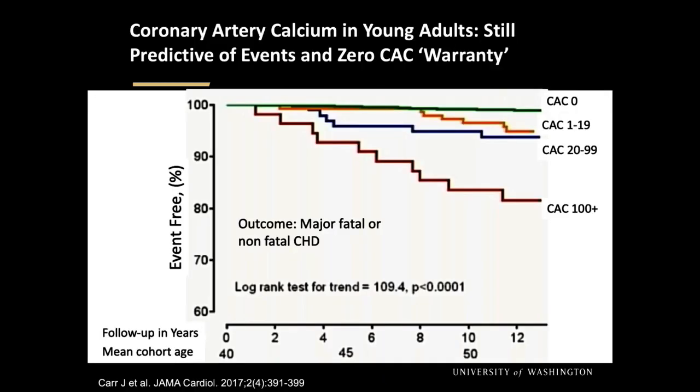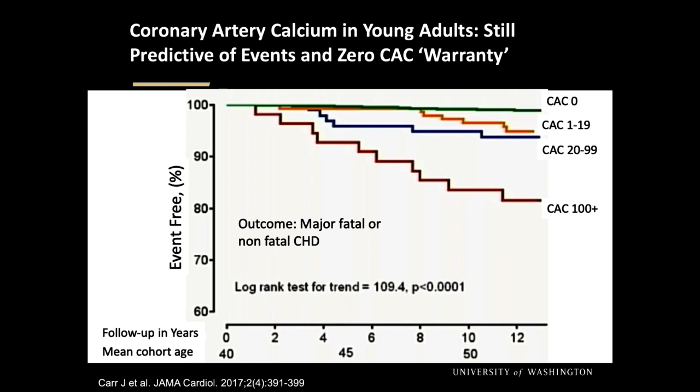I think the question is, what about in young adults? These young adults often we think of as having non-calcified plaque. We see them in clinic. They have a concerning family history. Does the coronary artery calcium score apply to younger adults? And this is a study looking exactly at that.